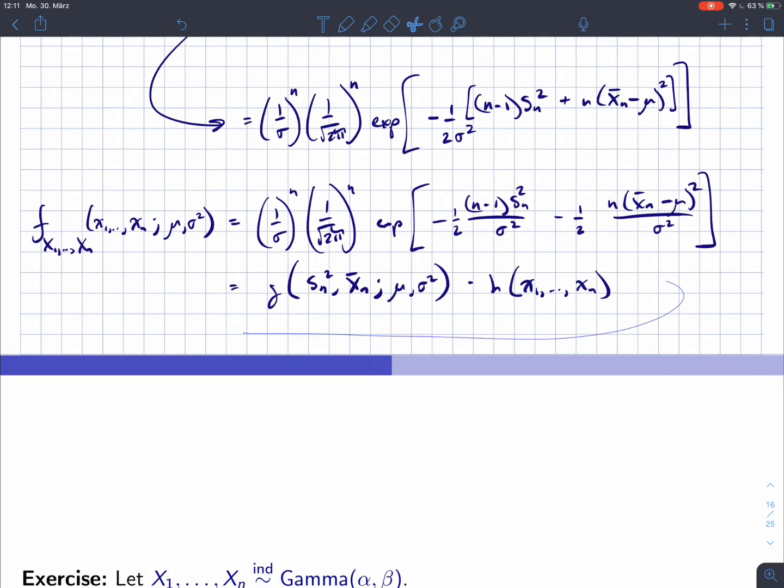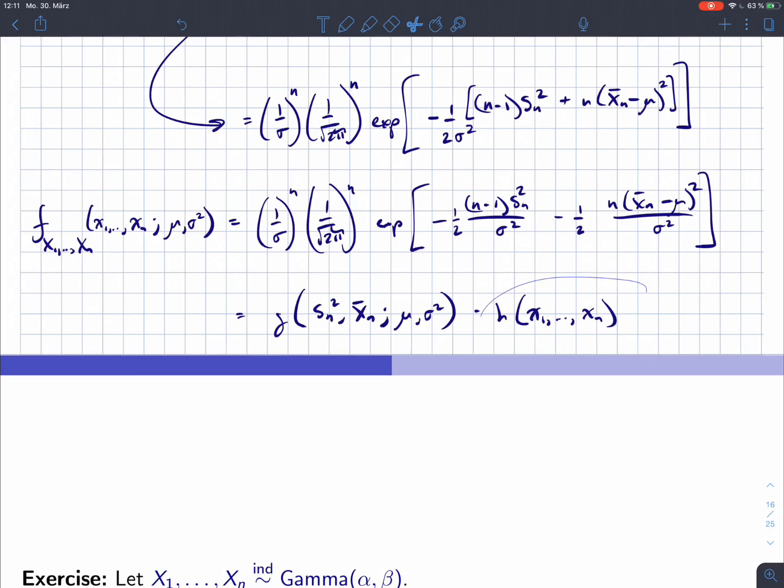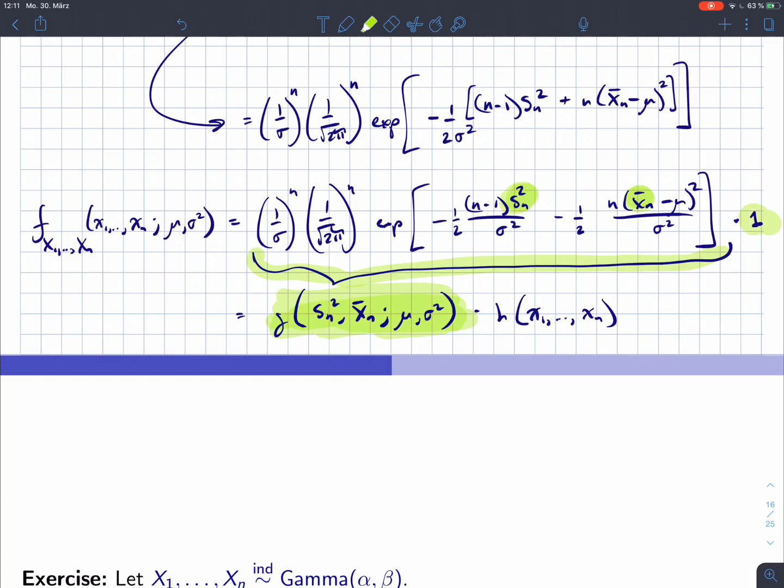So what I can do is say this whole thing looks like my function of the sample variance and the sample mean and the parameters. And you know what? I can just multiply it by 1 and call this 1 my h. Why not?